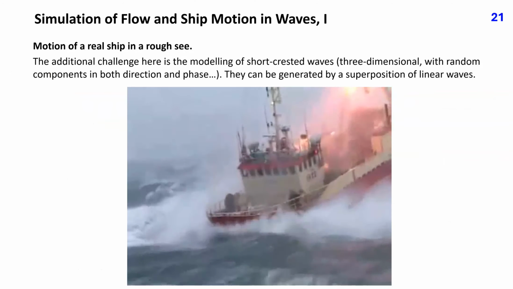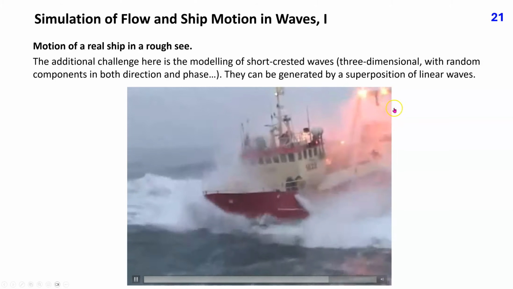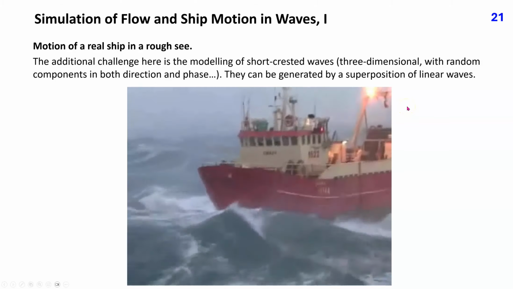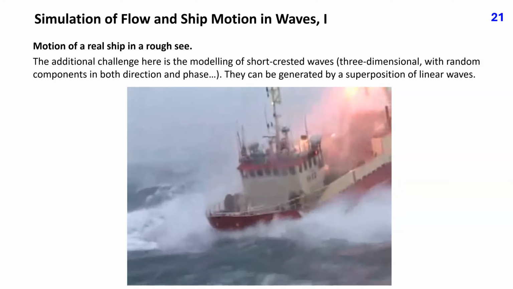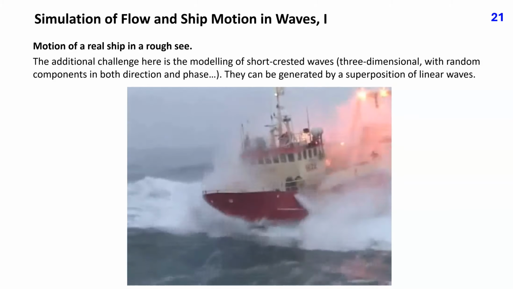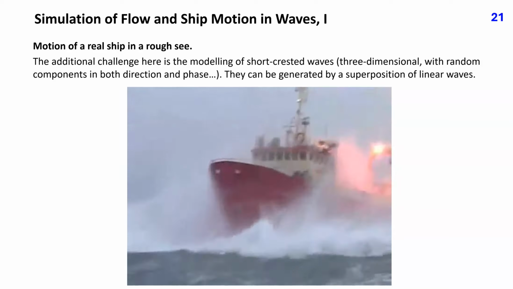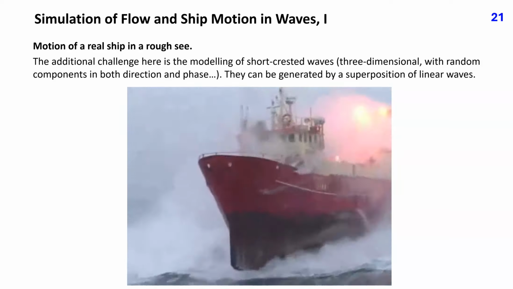The challenges are greater when waves are present at the free surface. This animation shows the motion of a real ship in a rough sea. The additional complication here is the modeling of short-crested waves. They are 3-dimensional with random components in both direction and phase. They can be generated by superposition of linear waves, but this is a separate topic.